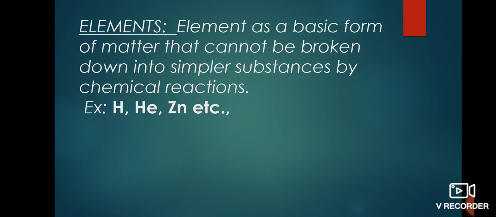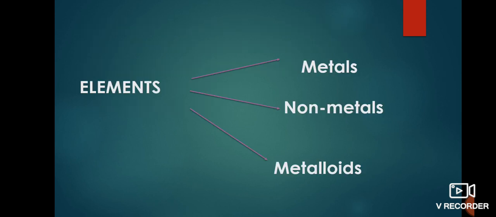There are 118 elements known till now, out of which 94 elements occur in nature while the remaining 24 are prepared artificially. Elements can normally be divided into three types: metals, nonmetals, and metalloids. We have 118 elements, out of which 92 are metals, 20 are nonmetals, and 6 are metalloids. We classify these elements into three types based on their physical properties.